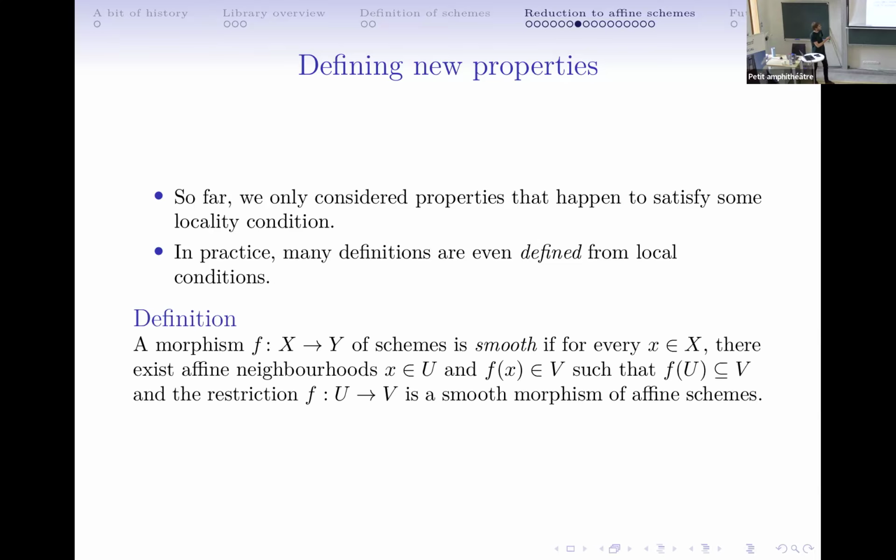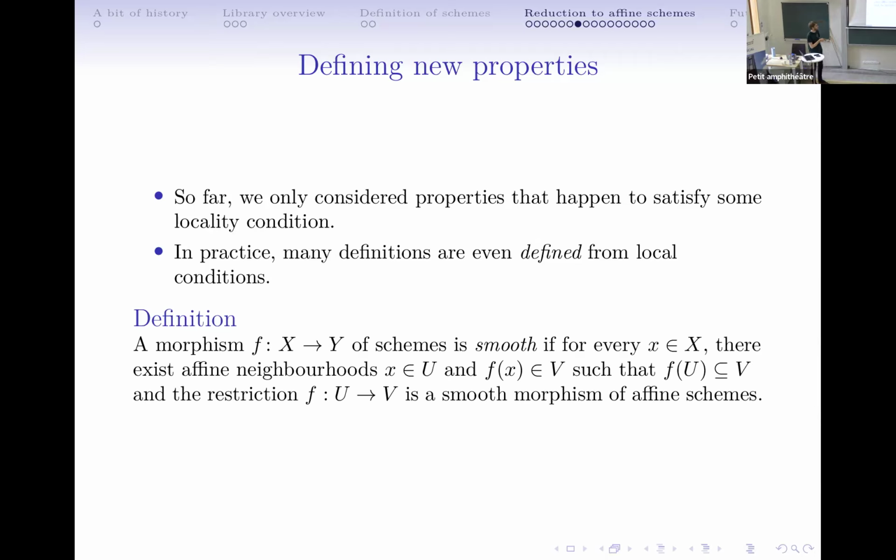So this is an example definition. A morphism of schemes is smooth, whatever that means, if for every x there exist affine neighborhoods of the source and of the target, such that the restriction to U and V is a smooth morphism of affine schemes.